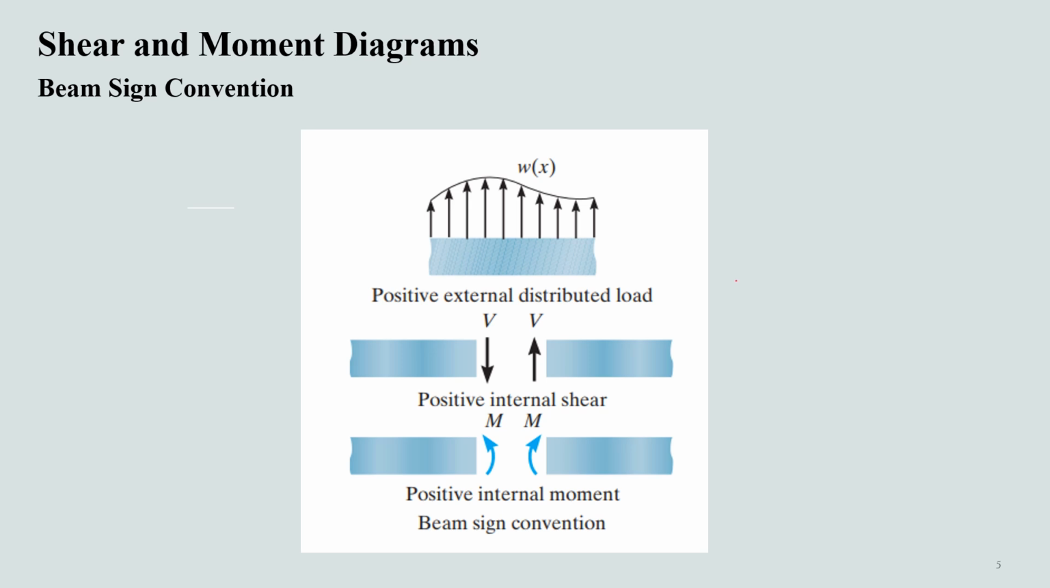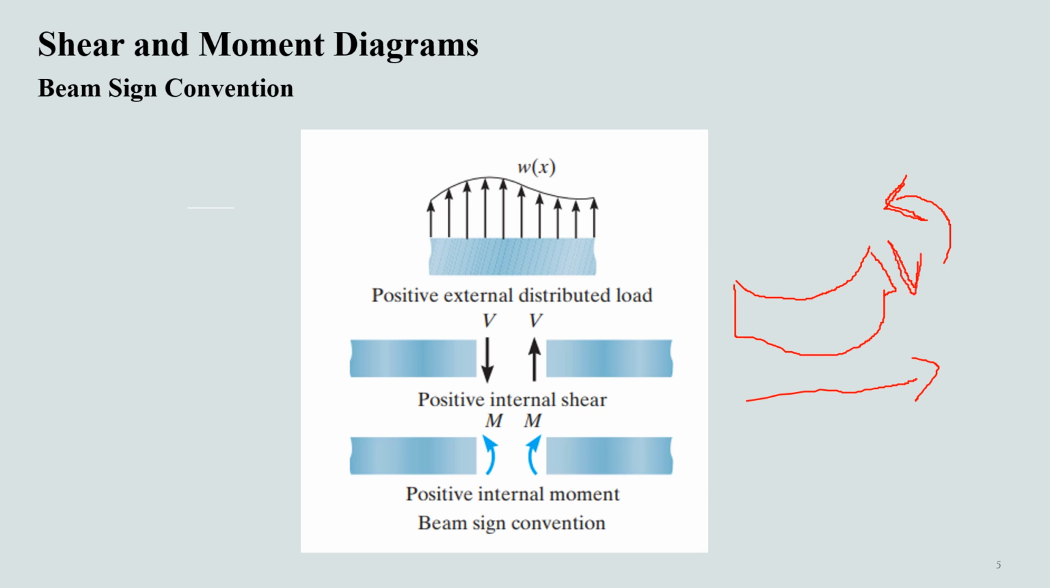If the beam is curving in this direction such that its top fibers are in compression and its bottom fibers are in tension, then we say that this is positive bending, and the shear force at this location will be directed in downward direction. If we are taking a section from the left, then the positive bending moment here will be anti-clockwise, and the positive shear will be downwards.